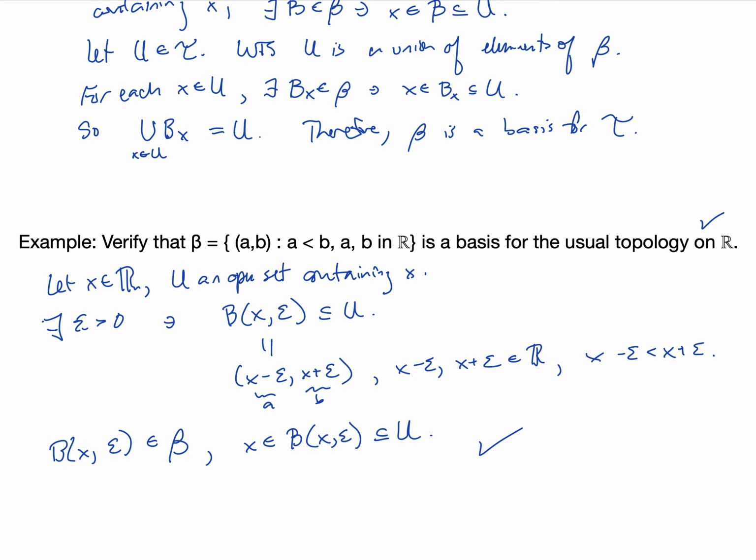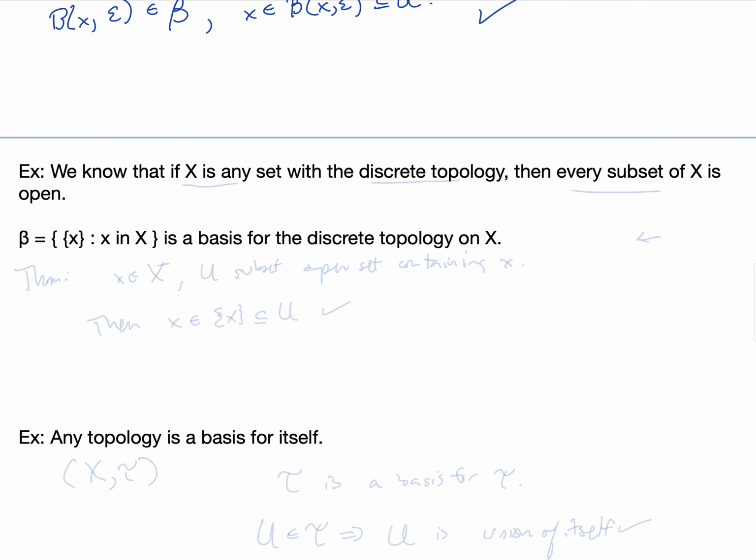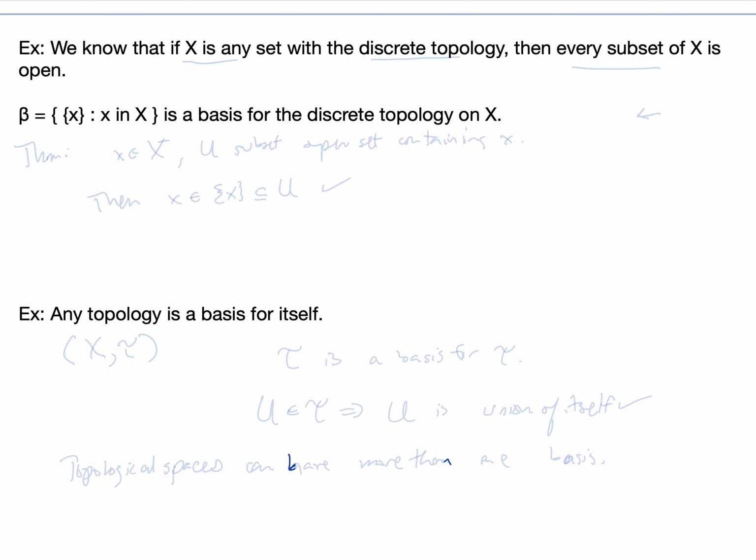As another example of a basis for a topology, let's say that X is any set with the discrete topology. So we know that in the discrete topology, every subset of X is open. Then one basis for this topology is the collection of singleton sets {x}, such that x is an element of X. That will be a basis for the discrete topology on the set X.